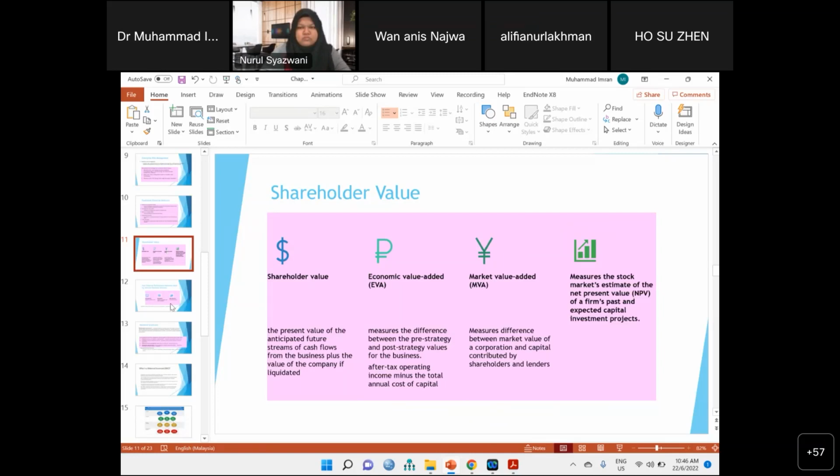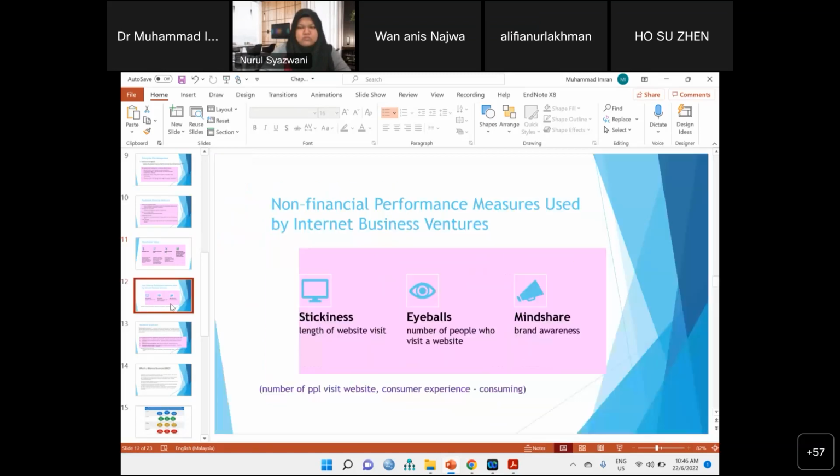Now, non-financial performance. One of the examples is internet business ventures. These are subjective measures, by the way. How do they measure their performance? See, length of website visits, the number of people who visit the websites, and brand awareness. This is for your information.